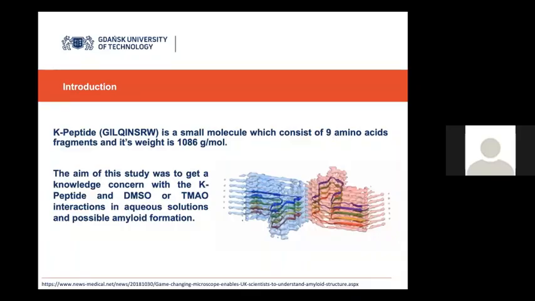So our object of analysis was K-peptide, which is a small molecule, and it's a part of the hen-egg white lysozyme. And the aim of our study was to investigate K-peptide and dimethyl sulfoxide and trimethylamine N-oxide interactions in aqueous solution to get knowledge if K-peptide could form an amyloid structure.